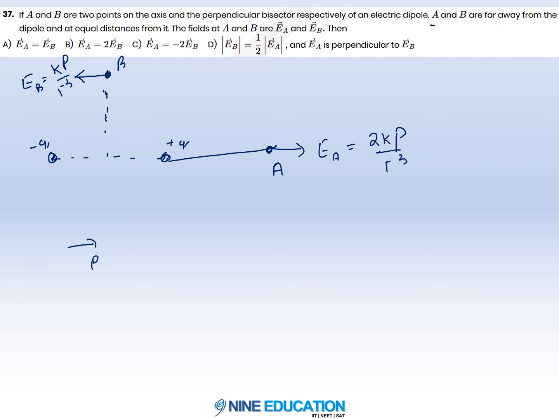So from here we can clearly see, in vector form, both are in opposite directions. So what we are getting is EA is 2 times negative of EB. So which option is correct? This option is correct.